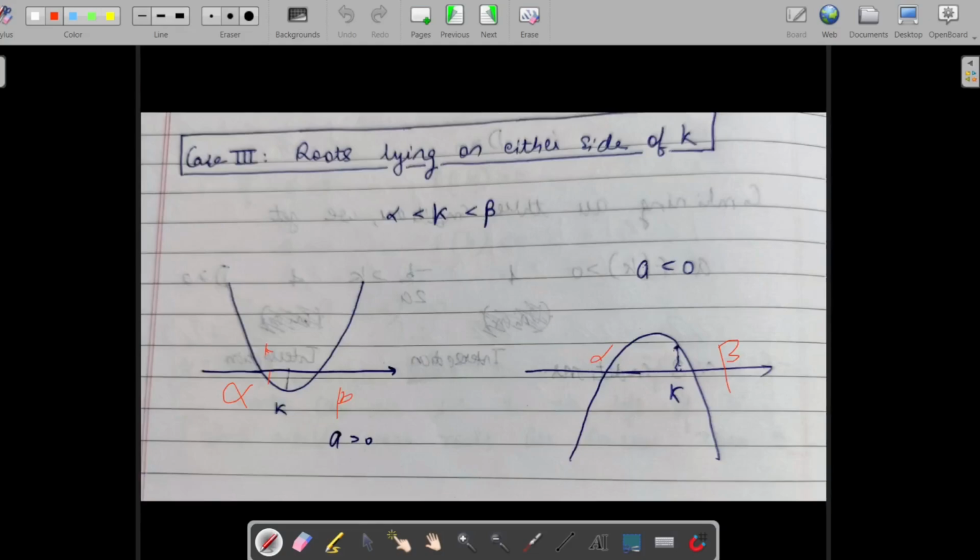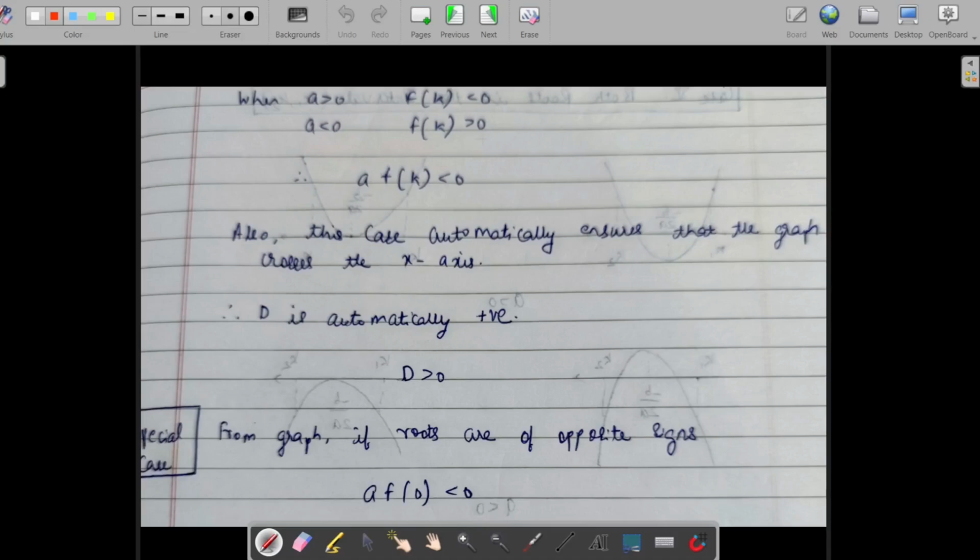That is simply how graphs are made when it comes to a quadratic equation, right? You can visualize it. There cannot be a graph in this case where f of k will be less than 0 when a is less than 0. So when a is less than 0, f of k is greater than 0. So in this case, a is positive, f of k is negative, so a into f of k will be less than 0. Similarly, in this case, a is negative, f of k is positive. So in either case, when you multiply a into f of k, the total value will come out as negative.